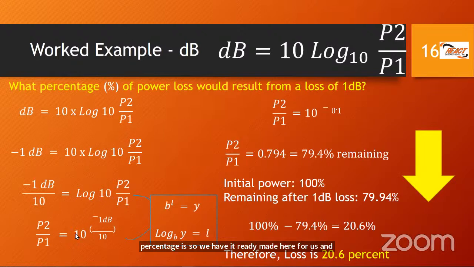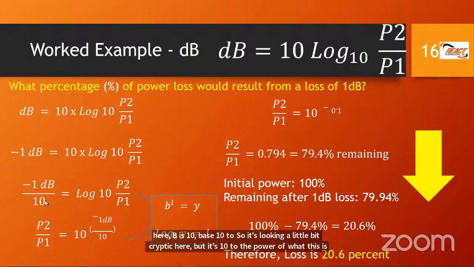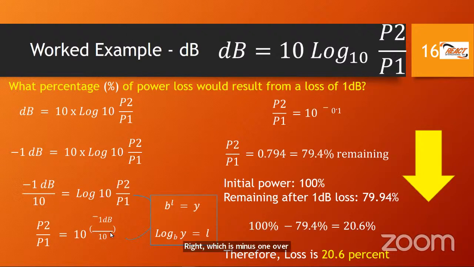That's how we get 10 here, base 10. Base 10 to the power of, but the power of what? It's to the power of this. So it looks a little bit cryptic here, but it's 10 to the power of minus 1 over 10 dB. So no matter how it looks here, that is what it is. It's actually a little simpler than it might initially appear, right?